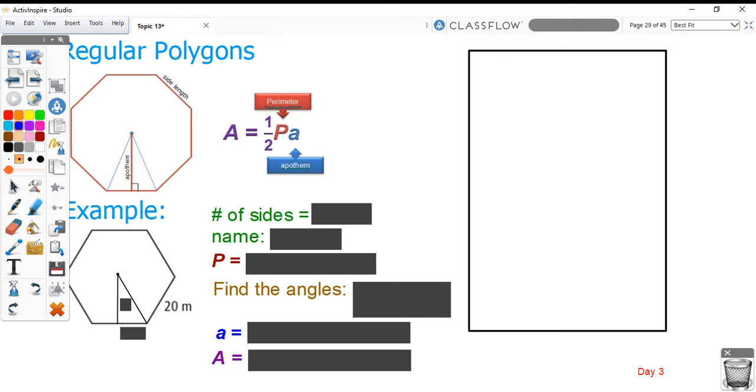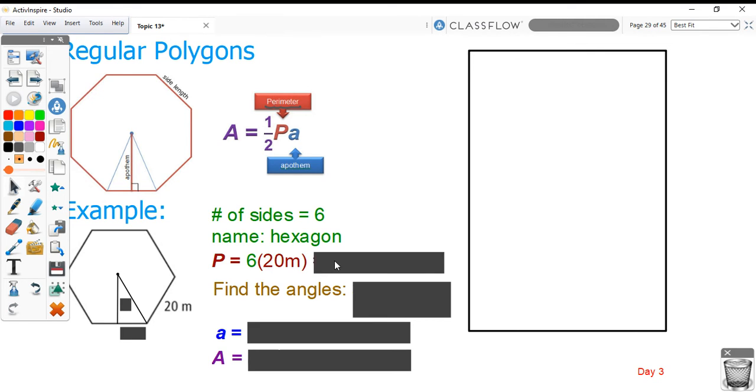Okay, so when we look at this shape, we know that we can just count it up and we see that it's got 6 sides. That makes it a hexagon. Okay, and if we're trying to find the perimeter, it's just like those previous problems. We multiply the side length times the number of sides. 6 times 20 gives us a perimeter of 120.